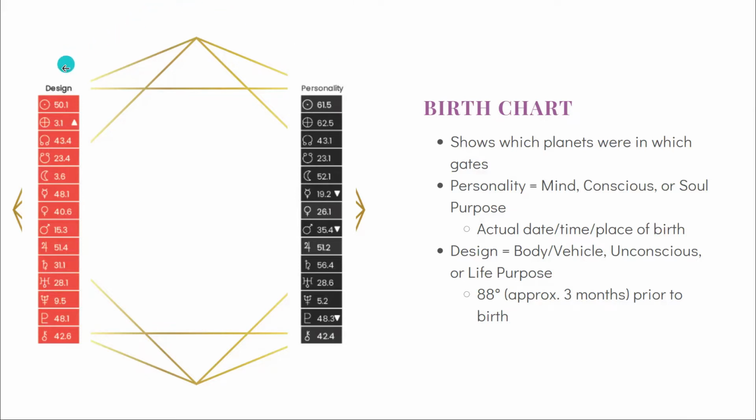Or if we look at the other side in red here, this is the design side. It's also known as the body, the vehicle, the unconscious, or the life purpose. And again, this is where the planets were, in which gates they were, approximately 3 months prior to your birth.